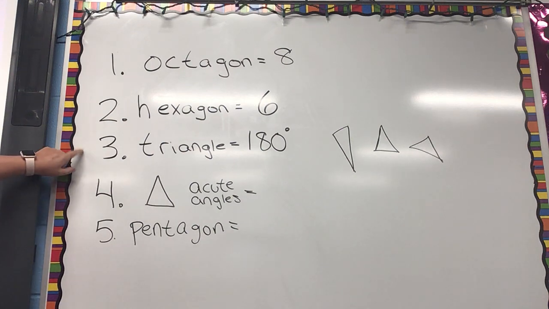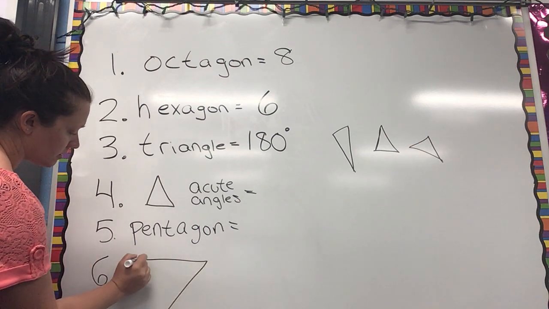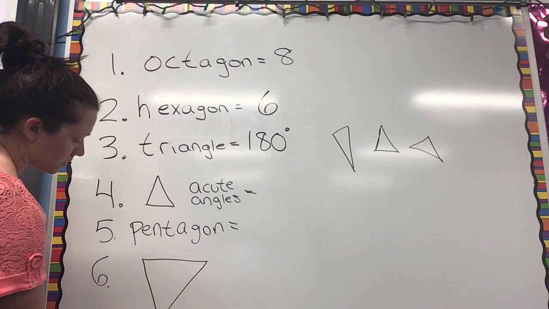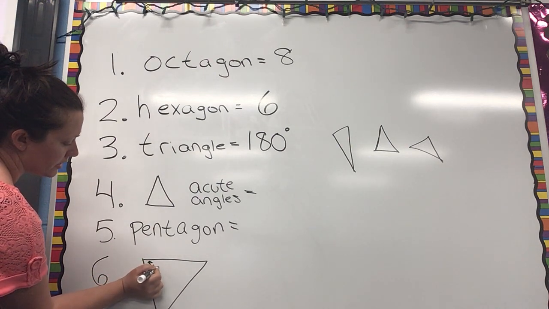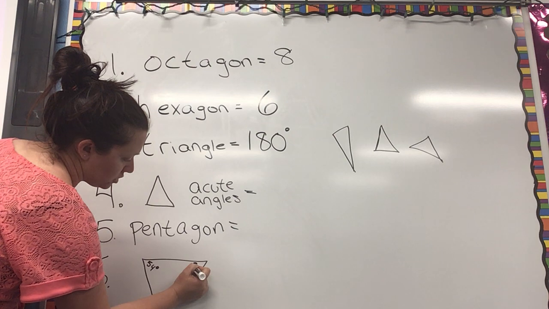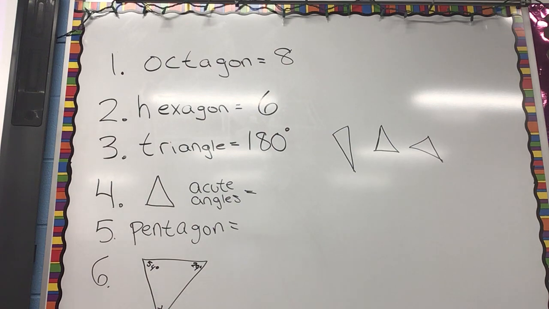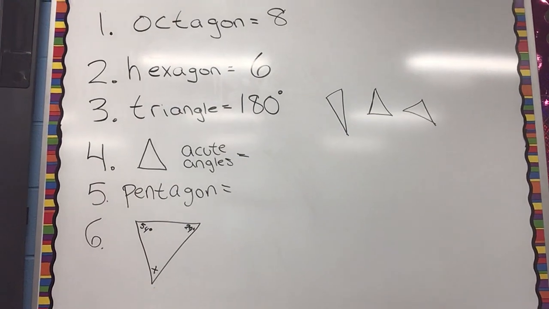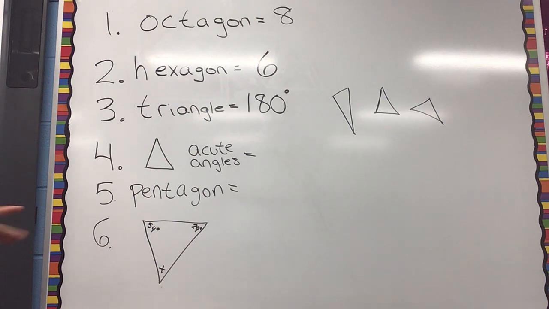So piggybacking off of number 3, I actually want to skip down to number 6 then. So if I have a triangle and I have 54 degrees on this angle right here, I have 29 degrees right here. How many degrees is going to be where that X is? I'm missing that X. I'm using X to represent that number, using X as that variable. How am I going to find out what is my missing angle here? What would I do? What would be my equation?